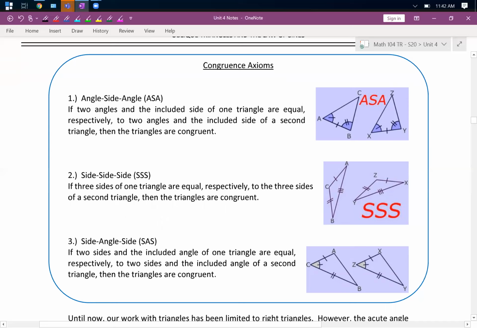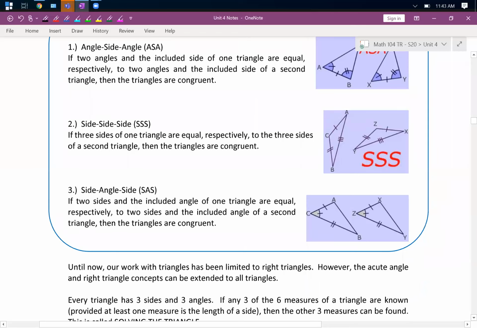We also have a side-side-side congruence axiom. If the 3 sides on 2 different triangles are equal, then those 2 triangles are going to be equal. And lastly, our side angle side. So if you have two sides and the included angle of one triangle equal to two sides and the included angle of a second triangle, then those two triangles are congruent as well. I mean, great, we have our congruence axioms. I don't want to say we don't really need them, but not so much. We don't need them here. But it kind of just gives us our intro to oblique triangles.